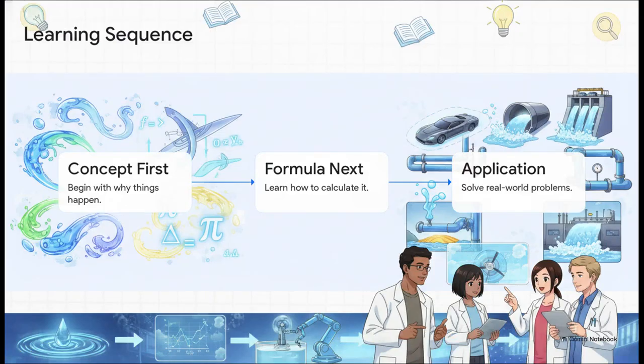We've covered the what and the why, so let's shift over to the how. How do we actually learn this incredibly complex material? Well, Professor Nirmal breaks down the ultimate logical sequence. Step 1, concept first. You always begin with why something happens in nature. Step 2, formula next. Once you grasp the why, then you figure out how to calculate it. And step 3, real-world application. You solve problems taken directly from actual field situations.